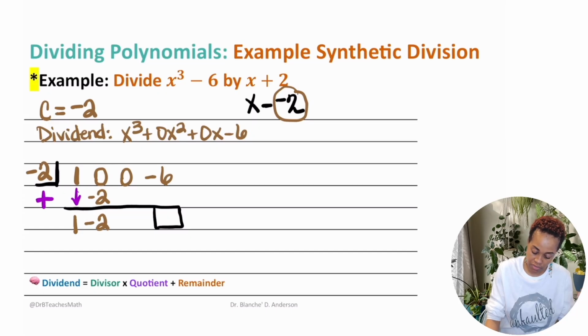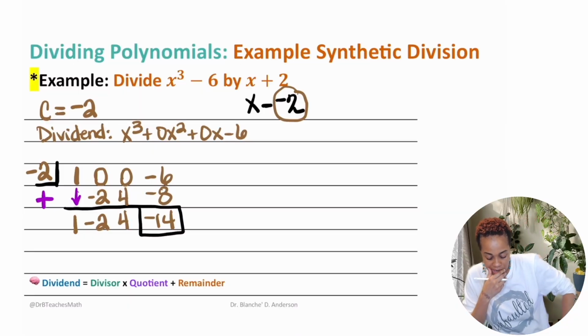Negative 2 times negative 2, that's going to give me 4, because a negative times a negative will give me a positive. And then 0 plus 4 is going to be 4, right? And then a 4 times negative 2 is going to give me a negative 8. And then a negative 6 and a minus 8 is a minus 14. My box is too small. Minus 14. And then that's my remainder, right?